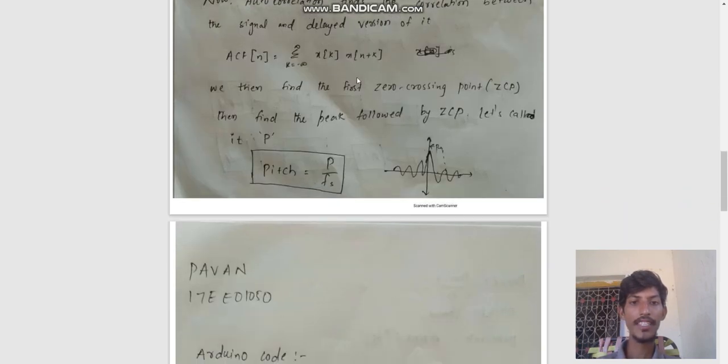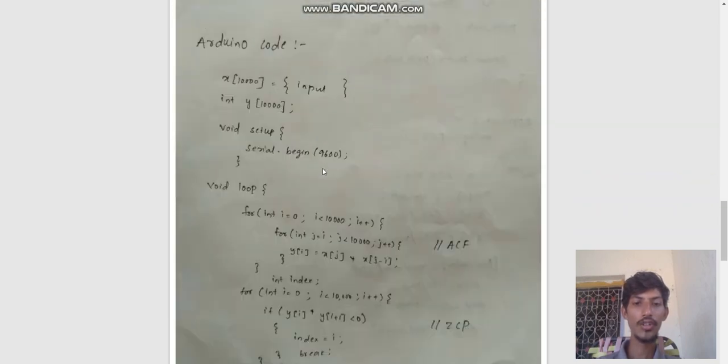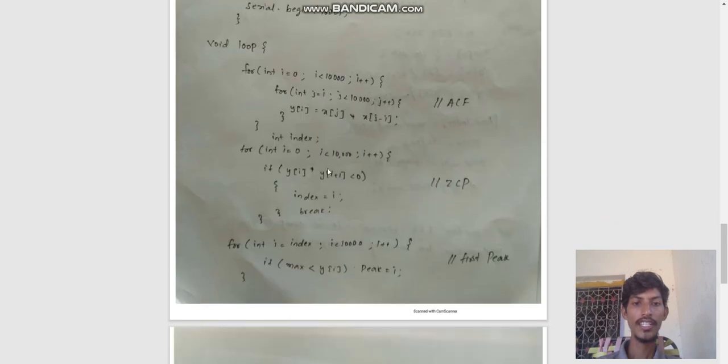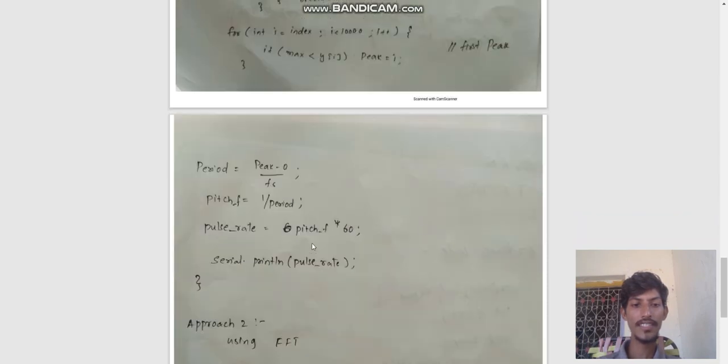We then find the first zero crossing point and from that point we find the first peak and we call it P. Now we can find pitch is equal to P by sampling rate. So this is the code. Here we are finding an autocorrelation function. Here we found the zero crossing point, then we found the first peak and we calculate the pulse rate.